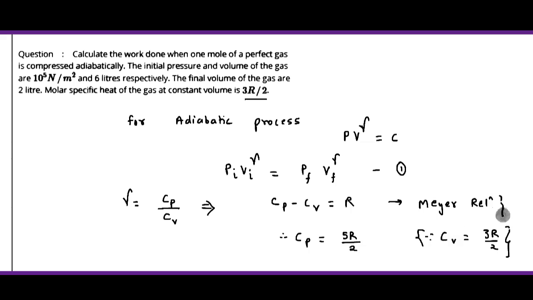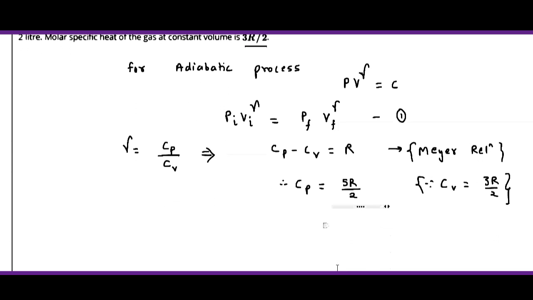Mayer's relation. So from here we can say the value of the adiabatic index will be the ratio of Cp and Cv. Therefore gamma comes out to be 5R by 2 divided by 3R by 2, so this comes out to be 5 by 3.